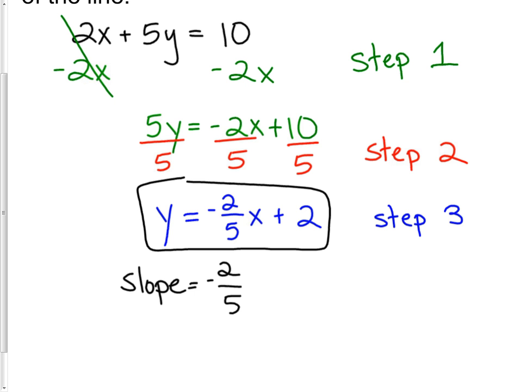Negative 2 over 5 can't be simplified, so we just leave it as negative 2 over 5. 10 over 5 simplifies to be a plus 2. So our slope-intercept form is y equals negative 2/5 x plus 2. And finally, it asks us to state the slope of the line. So the slope here should be negative 2 over 5 or negative 2/5.